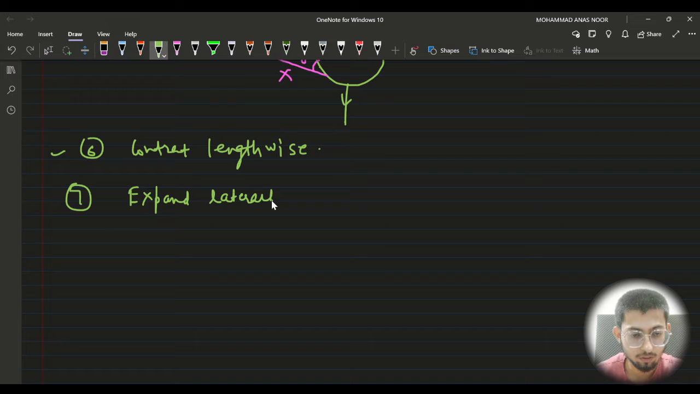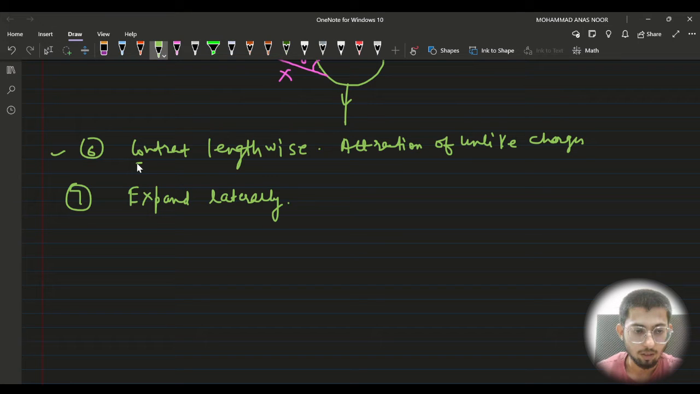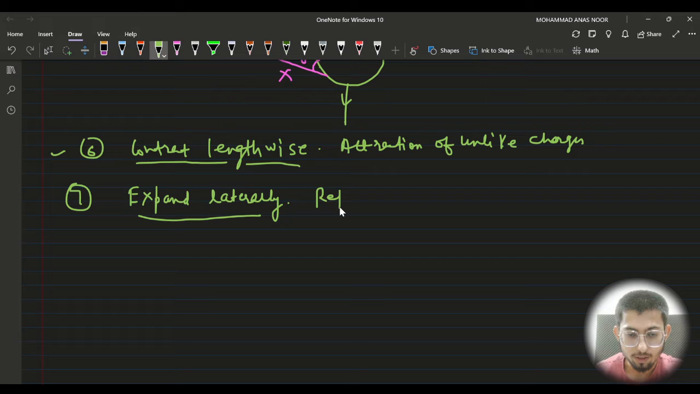So contracting lengthwise explains the scenario of attraction between two unlike charges. We know that two charges which are opposite attract each other. Attraction of unlike charges can be explained by this, that the electric field lines contract lengthwise and expand laterally. This will explain the repulsion of like charges. We'll just see, just wait.